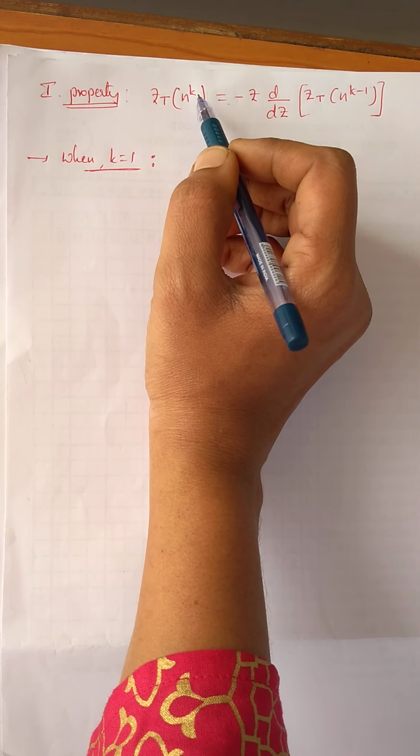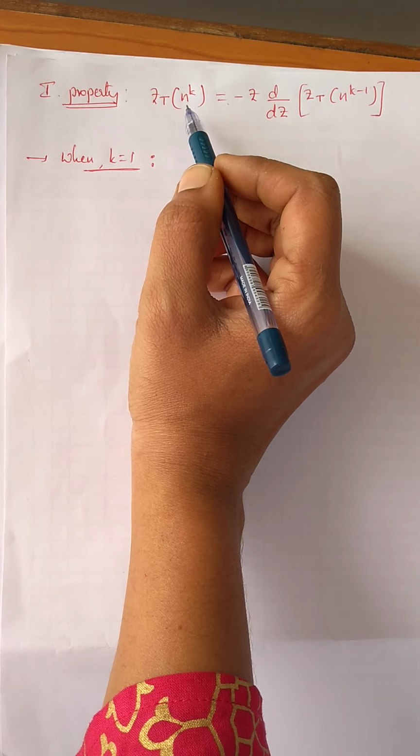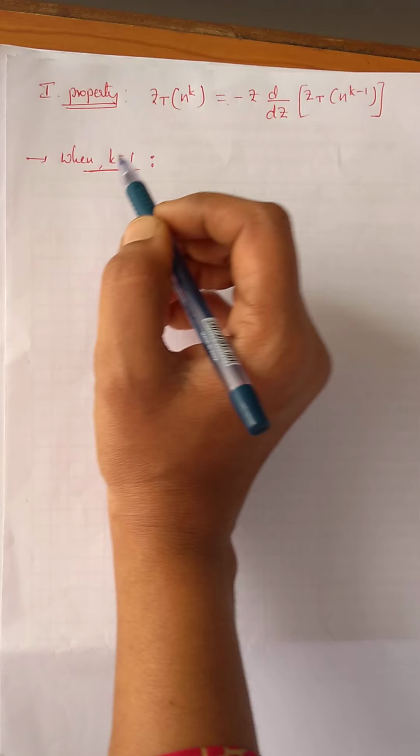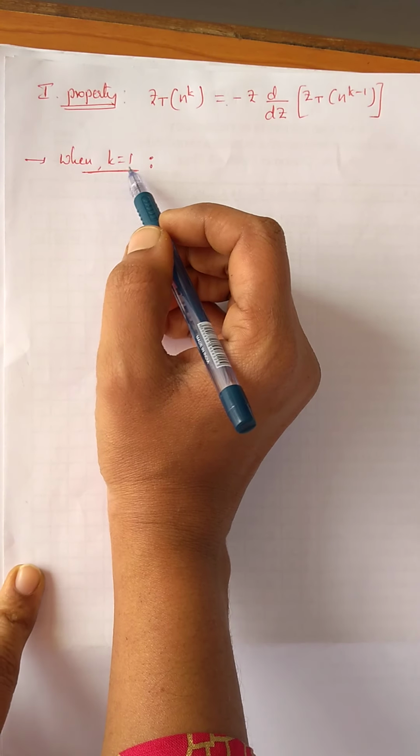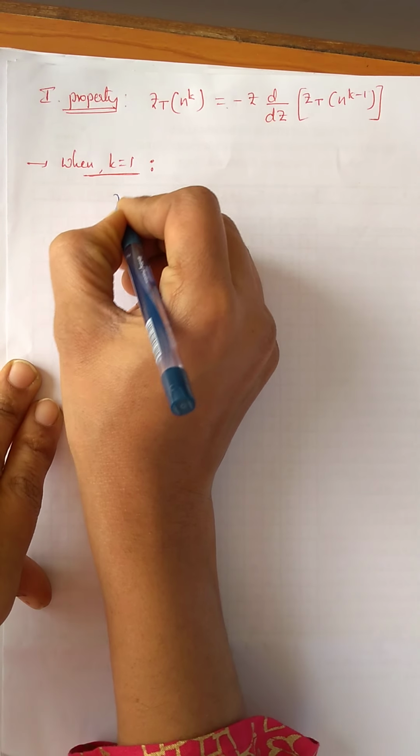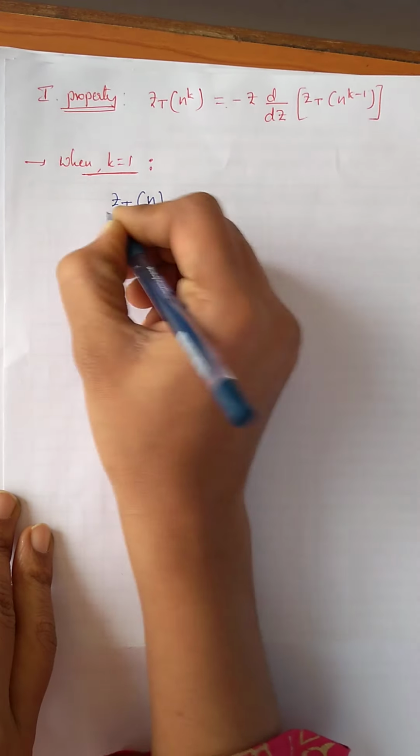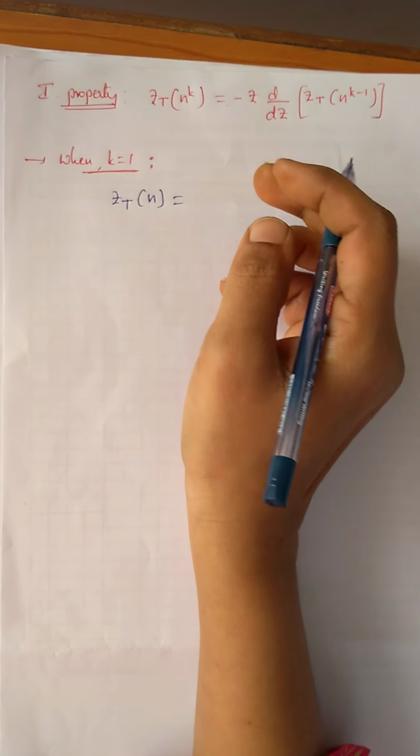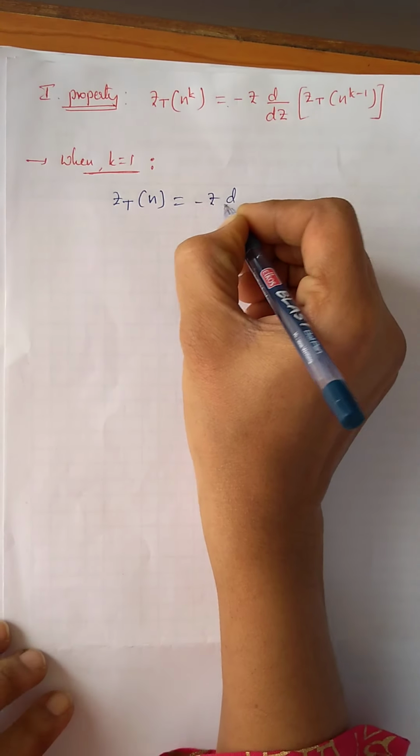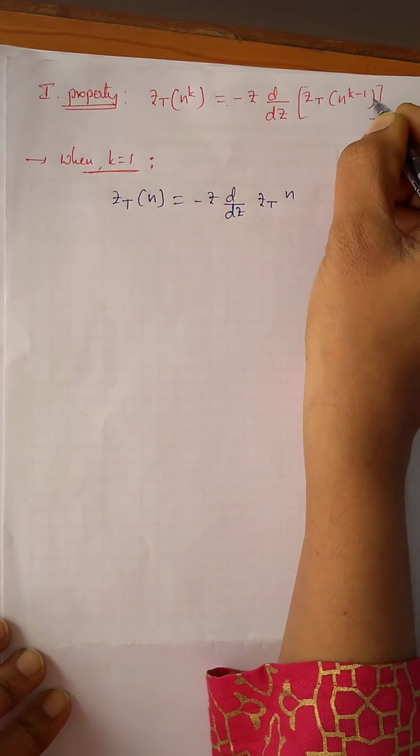So put k is equal to 1, 2, 3, 4, we can find out Z transform of n square, n cube and so on. Okay, first I am going to find Z transform of n. When k is equal to 1, substitute k value 1 in the above property. LHS side, we can write Z transform of n to the power of 1, nothing but Z transform of n. RHS side also we should substitute k is equal to 1. So we will get minus z d by dz Z transform of n to the power of k minus 1.